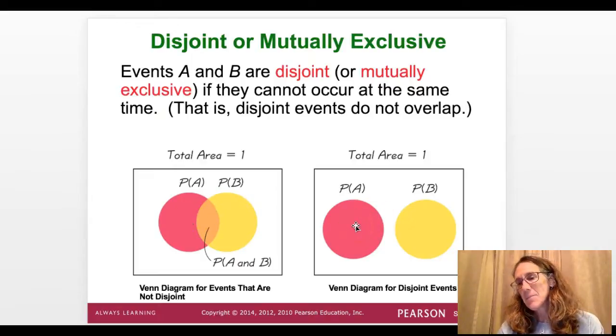An example from a deck of cards of 2 events that are mutually exclusive would be getting a king and maybe getting a queen, because there's no card that's both a king and a queen at the same time. Those are separate, disjoint, mutually exclusive from each other. And the addition rule is different depending on which situation you're in.